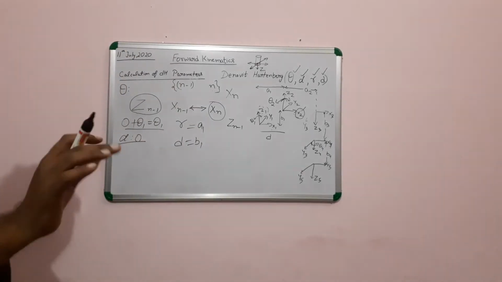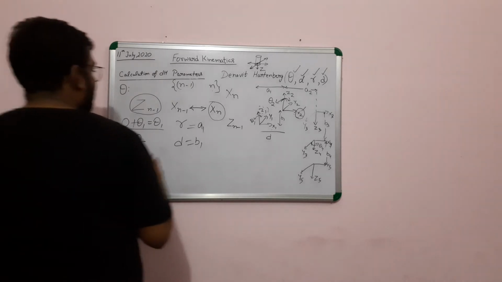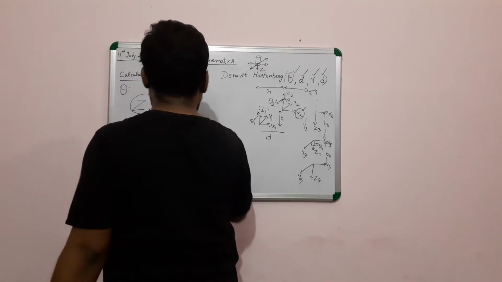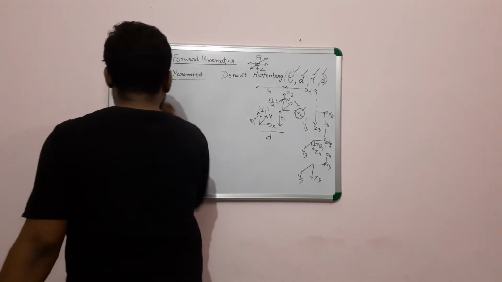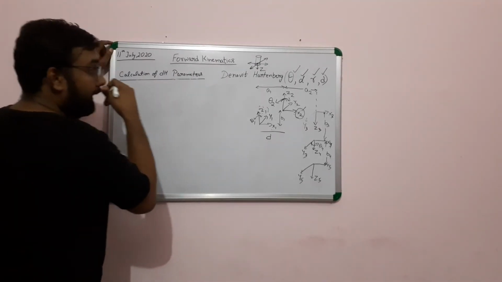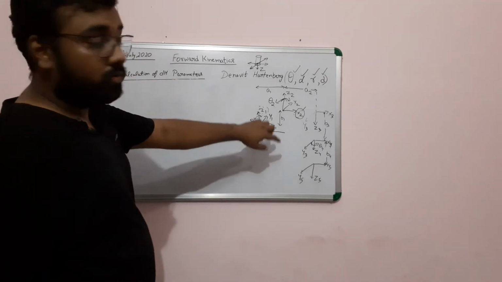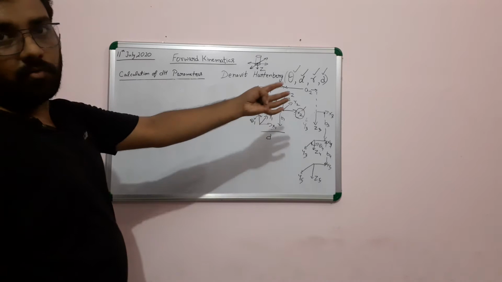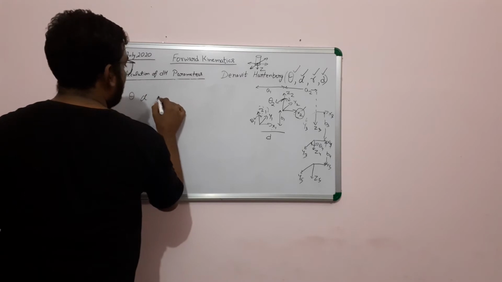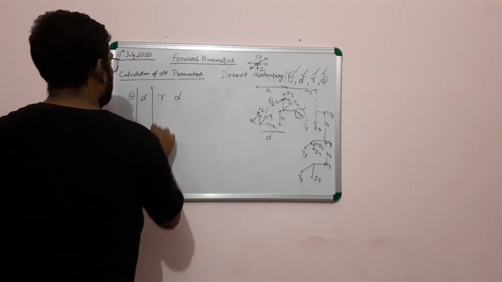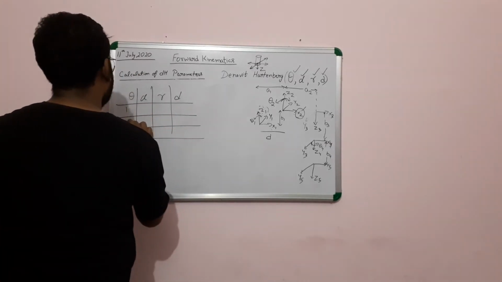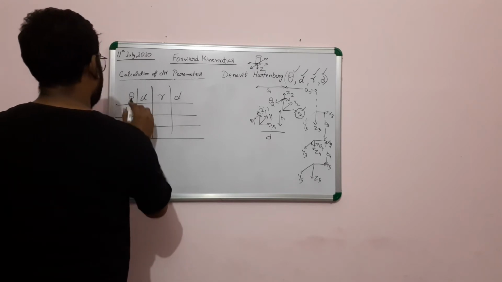Fine. So now we'll make the whole table. So what we can do here is, as I told you earlier, as we have 5 frames, we have to calculate it 4 times. Of course, that is but obvious. Theta, alpha, r and d. Fine. Calculate 4 times.